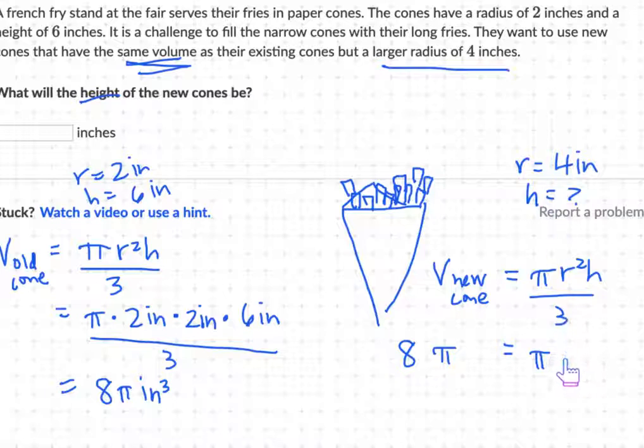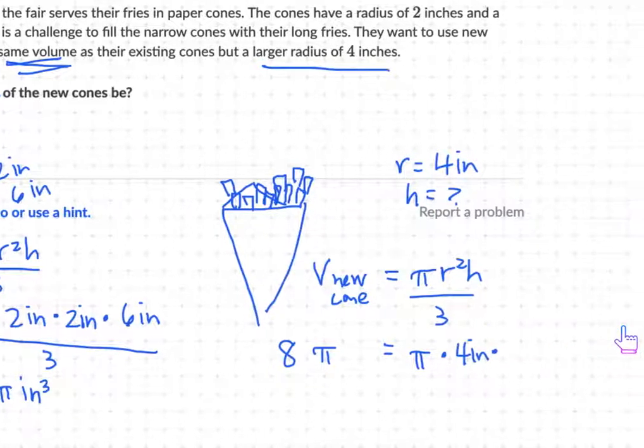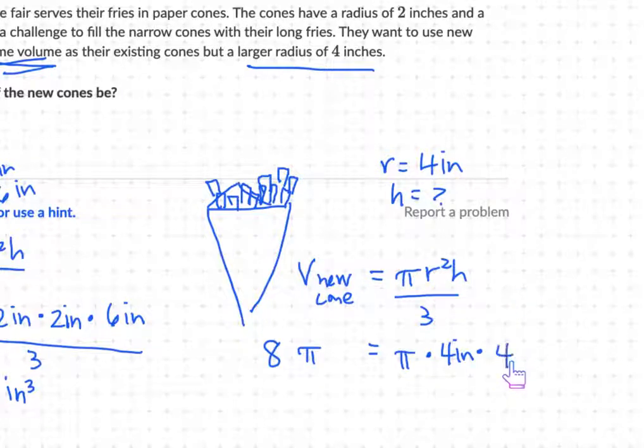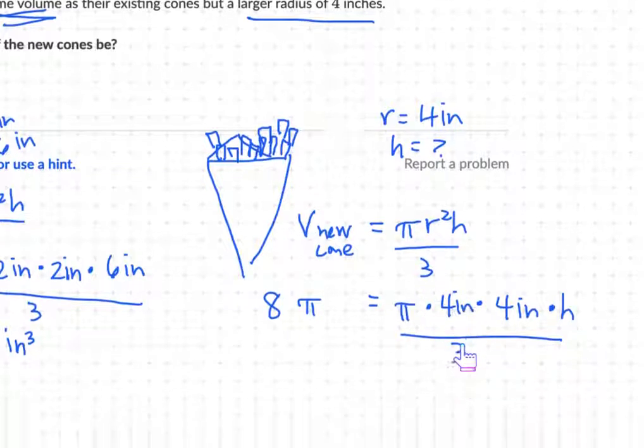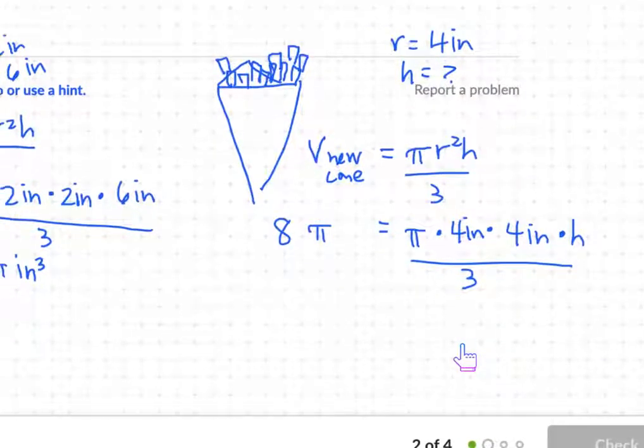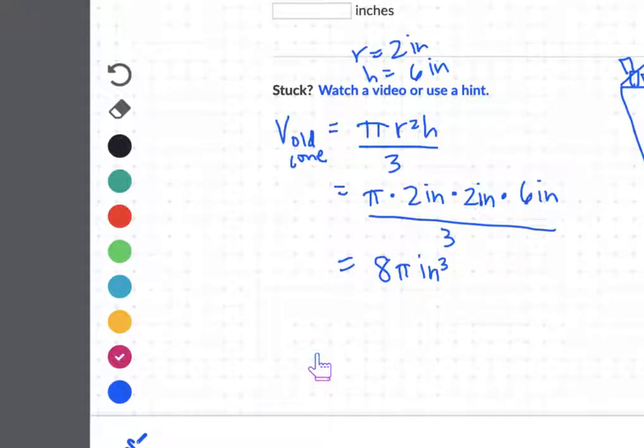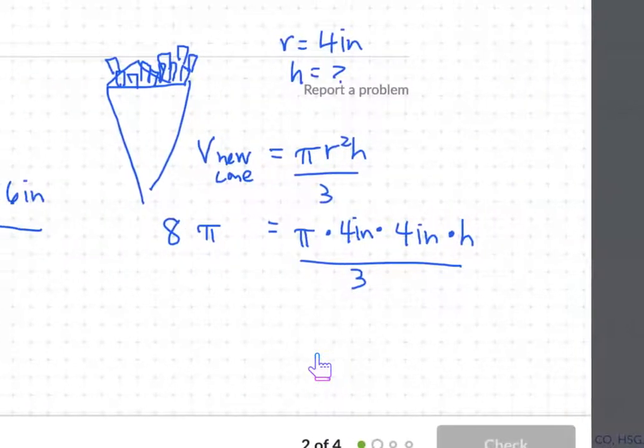The radius is 4 inches times 4 inches. We don't know the height, so we'll keep it at h. Divide by 3. Here's where I'm going to use a different color pen. So this is the information that we know. Same volume as the other cone, different radius, don't know the height. I need to figure out the height.